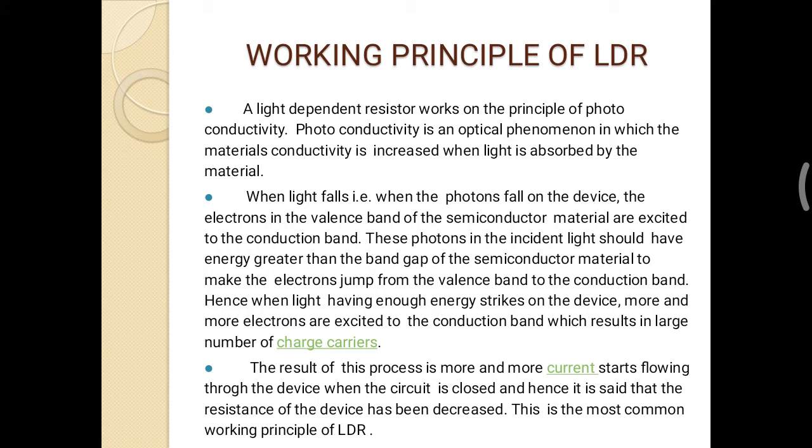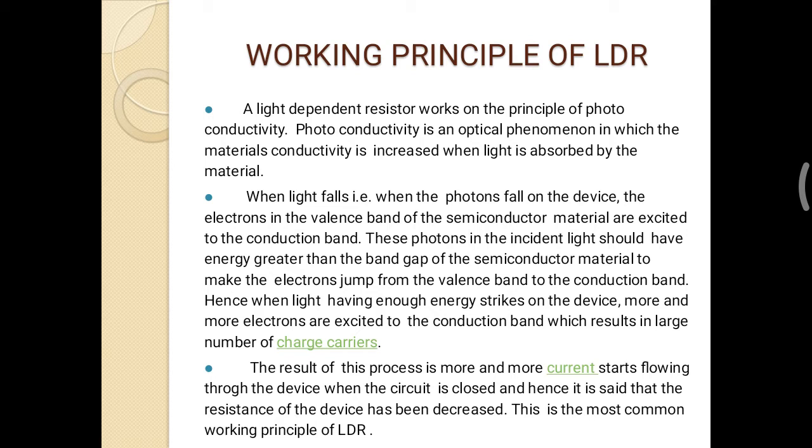A light dependent resistor works on the principle of photoconductivity. Photoconductivity is an optical phenomenon in which the material's conductivity is increased when light is absorbed by the material. When light falls, that is, when photons fall on the device, the electrons in the valence band of the semiconductor material are excited to the conduction band. The incident light should have energy greater than the band gap of the semiconductor material to make the electrons jump from the valence band to the conduction band.